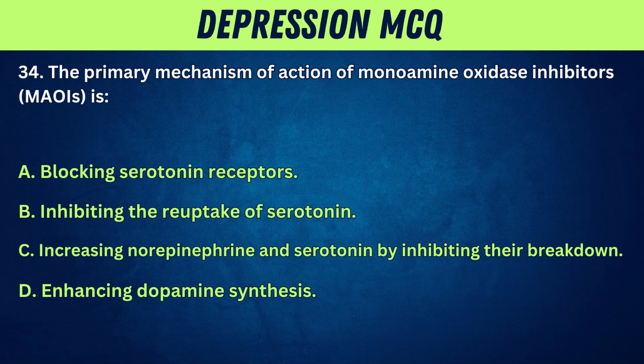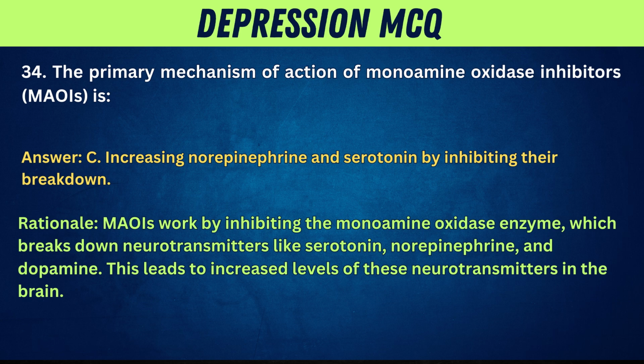to treatment. 34. The primary mechanism of action of monoamine oxidase inhibitors, MAOIs, is A. Blocking serotonin receptors. B. Inhibiting the reuptake of serotonin. C. Increasing norepinephrine and serotonin by inhibiting their breakdown. D. Enhancing dopamine synthesis. Answer: C. Increasing norepinephrine and serotonin by inhibiting their breakdown. Rationale: MAOIs work by inhibiting the monoamine oxidase enzyme, which breaks down neurotransmitters like serotonin, norepinephrine, and dopamine. This leads to increased levels of these neurotransmitters in the brain.